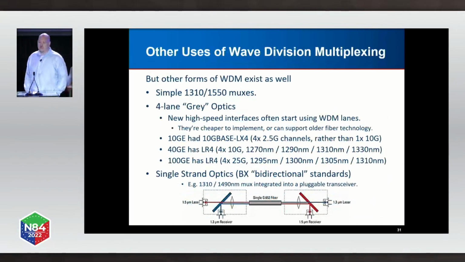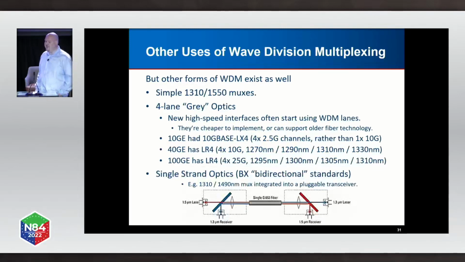Remember I talked about all the other kinds of wave division multiplexing. You've got that 1310, 1550 mux. You have 4-lane gray optics. Usually the way this works is whenever you move into a new speed, say from 10 gig or 40 gig to 100 gig, or from 100 gig to 400 gig, early on you don't actually have a native 100 gig signal or a native 400 gig signal. So what you'll do is have multiple lanes, both electrically and optically, that get combined to make that signal.